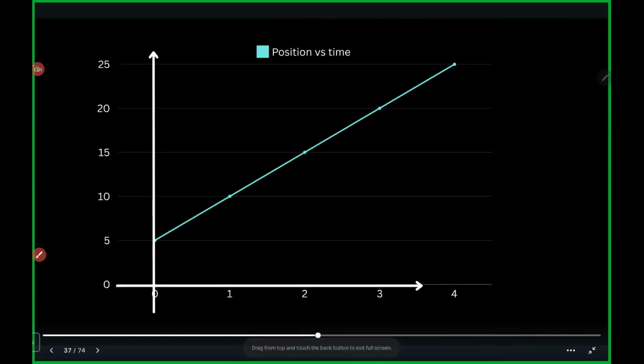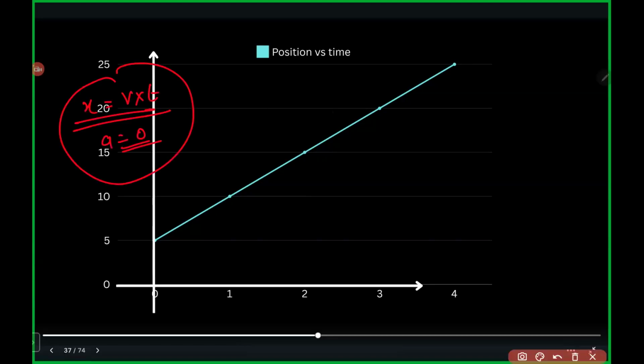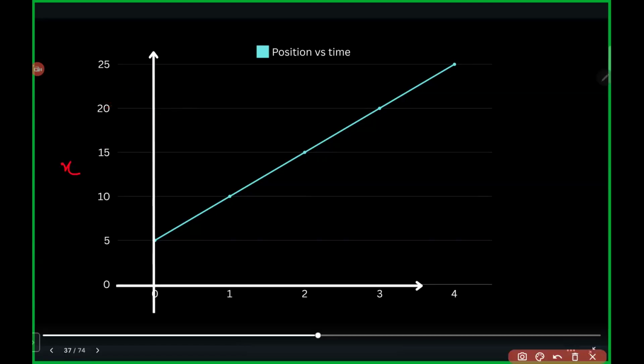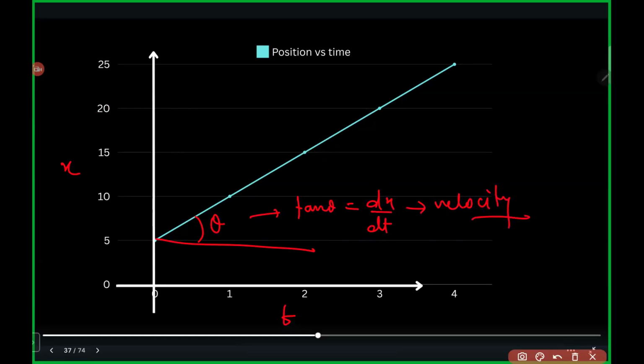If you are going to see the position versus time, it is going to be a straight line. And you know the slope of a straight line. This is position, this is your time. If you take the slope at any time, this theta, or you can say tan theta, it will give you dx by dt, or you can say it will give you velocity. So for x versus t, it is a straight line. For which motion? It is for uniform motion.